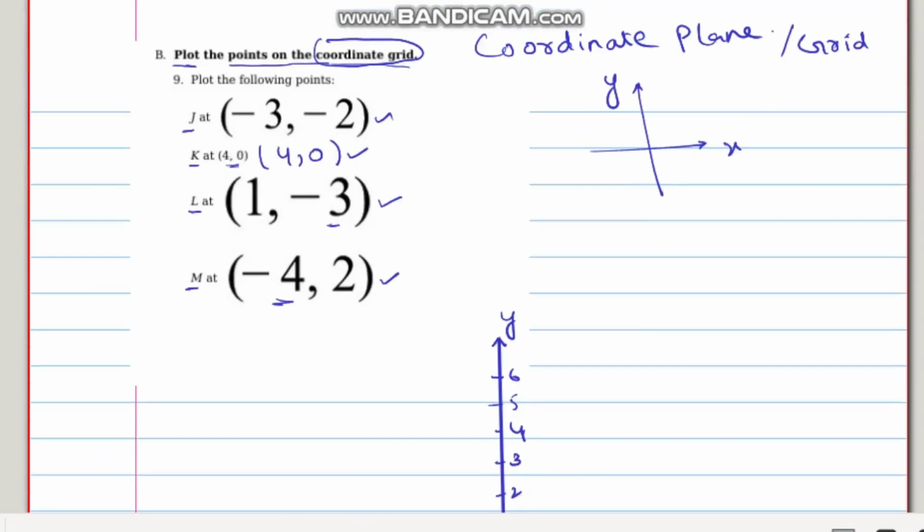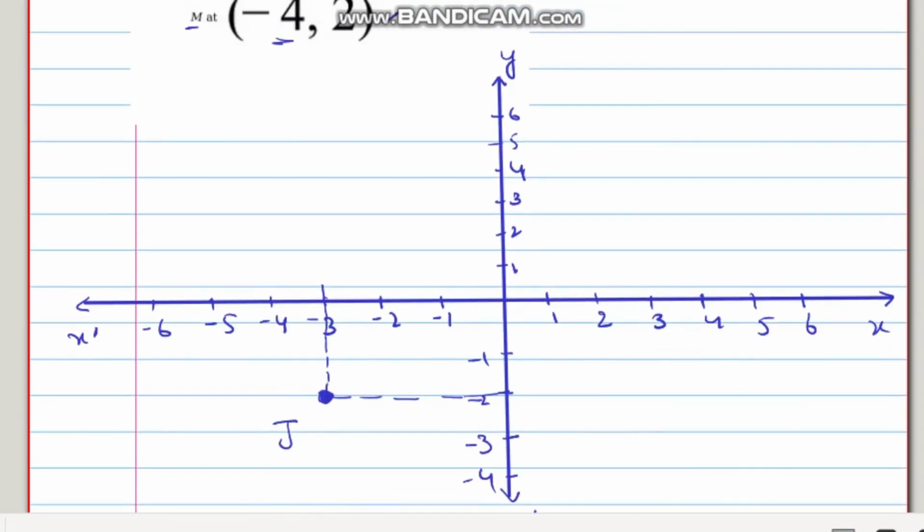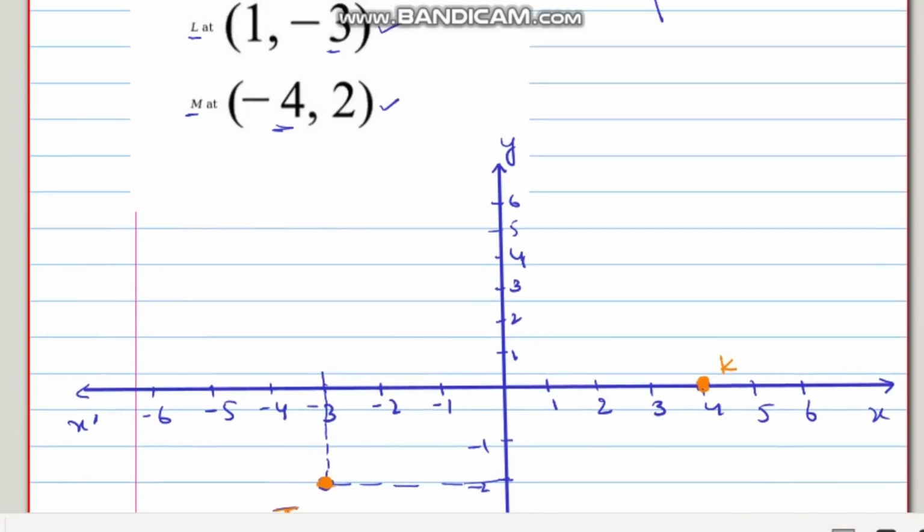Now I am plotting the point K, which is (4, 0), where x is 4 and y is 0. No, let me take which pen. Okay, I think the orange pen is good. I am drawing with the orange pen. Okay, this is point number 4. This is the point K. This is the point J, and it is the point K. So this is the situation.